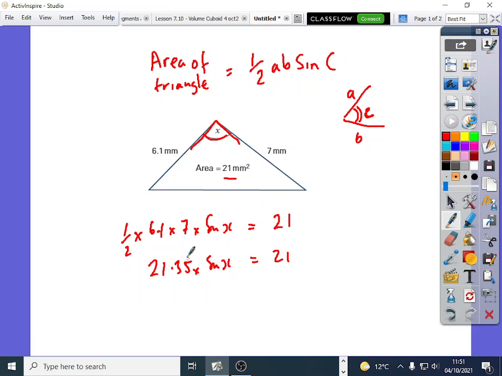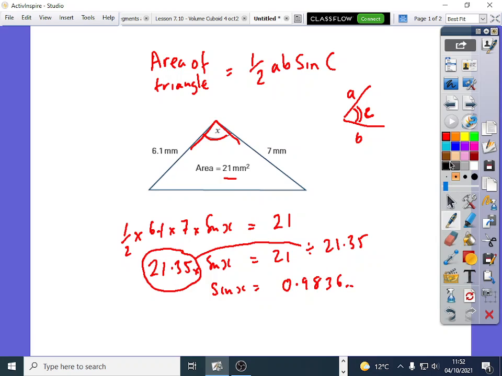Because that's times, you want to take that to the opposite side. Opposite of times is divide. So you get divide by 21.35. So then you get sine x equals 21 divided by the answer I had. You'll get 0.9836, etc.